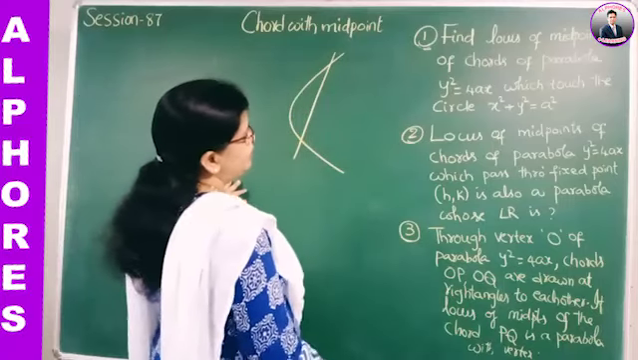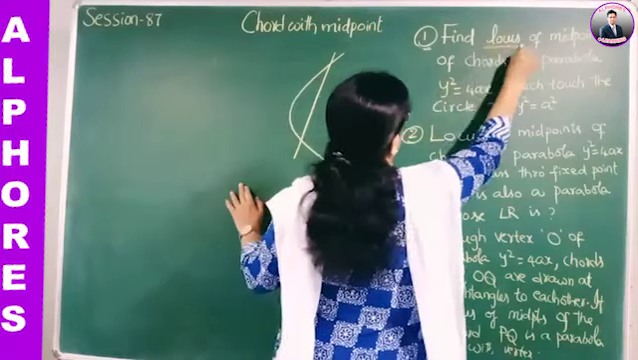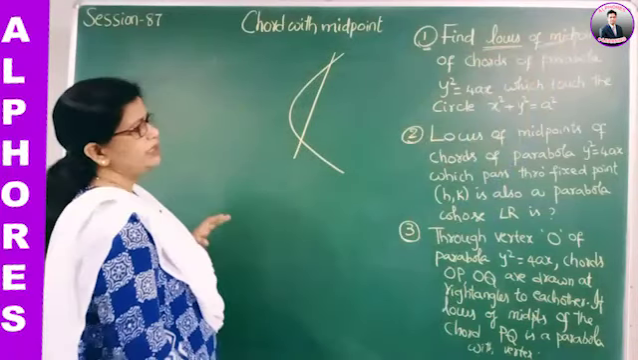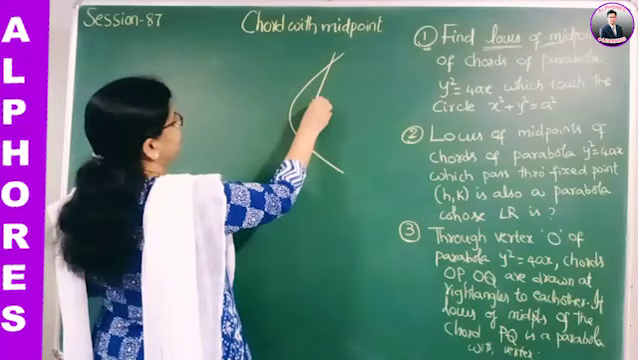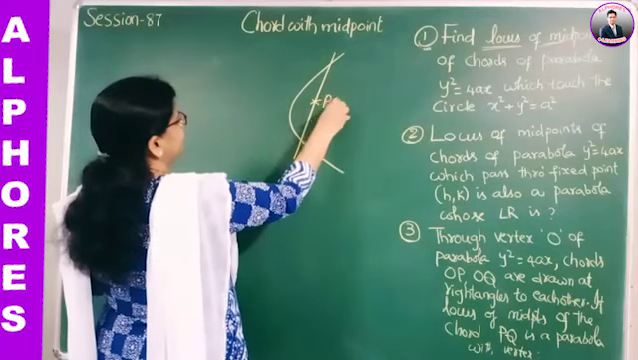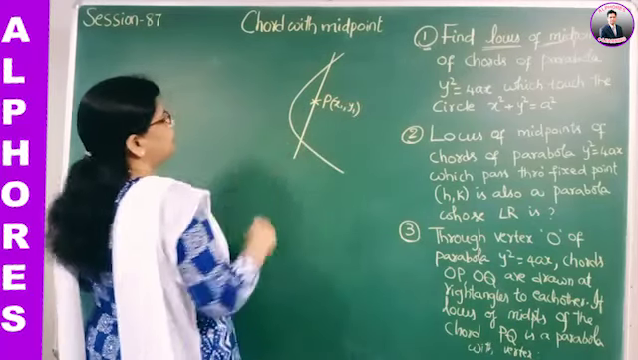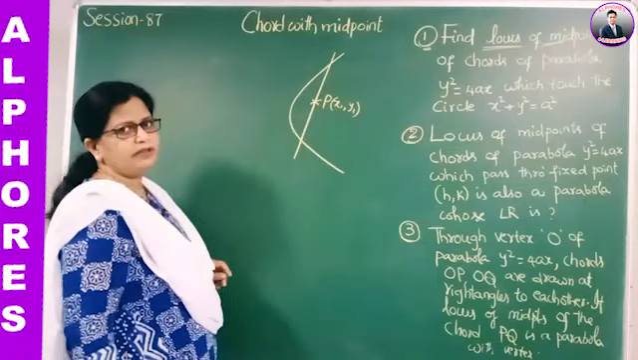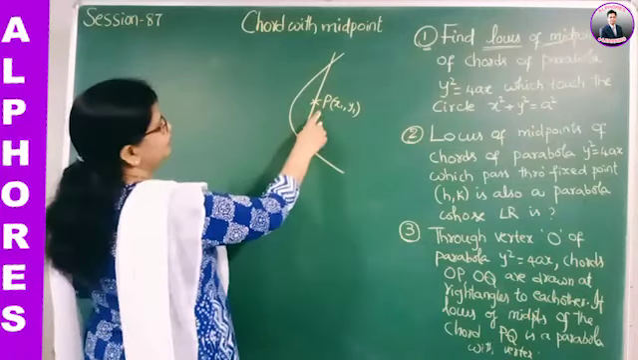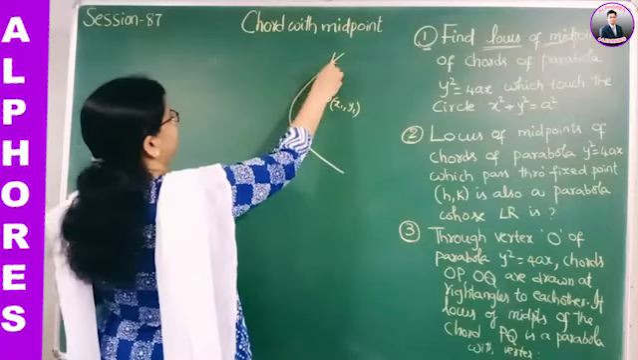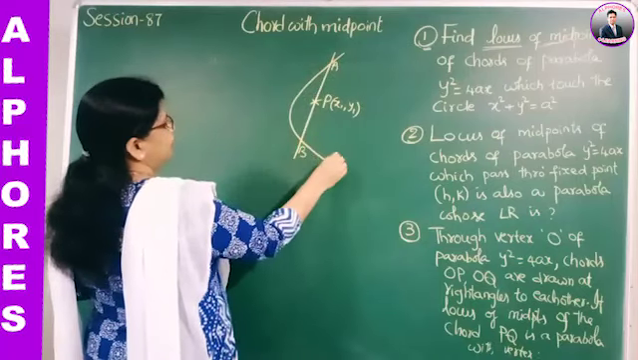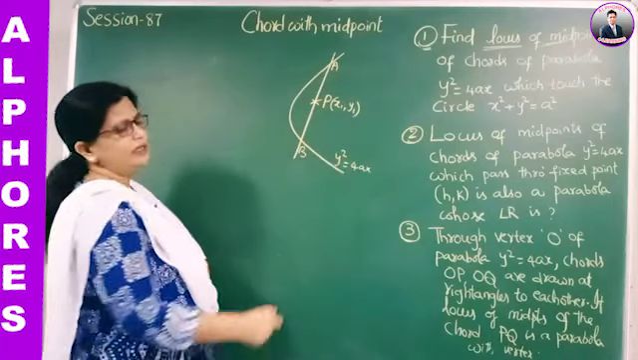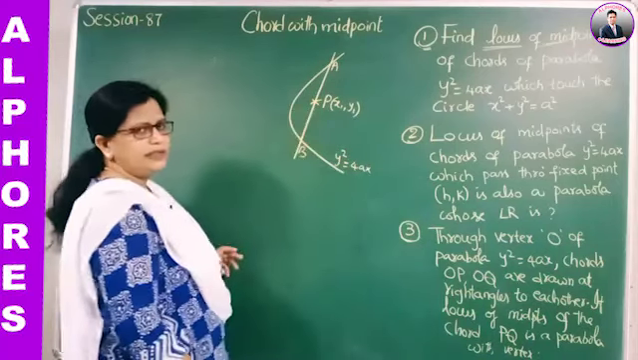Whichever locus they ask about, here they are asking about middle points. Usually we consider that particular point as x1 comma y1, that is, P of x1 y1. So we want to find the locus of the point x1 y1, which is the midpoint of the chord, suppose AB. The equation is y square is 4ax, and they are telling that this chord is touching a circle.